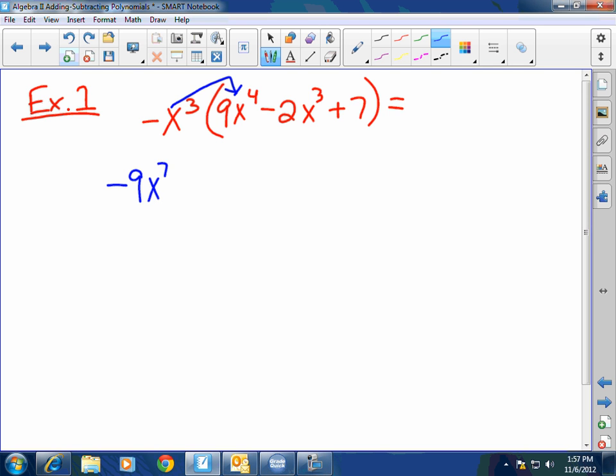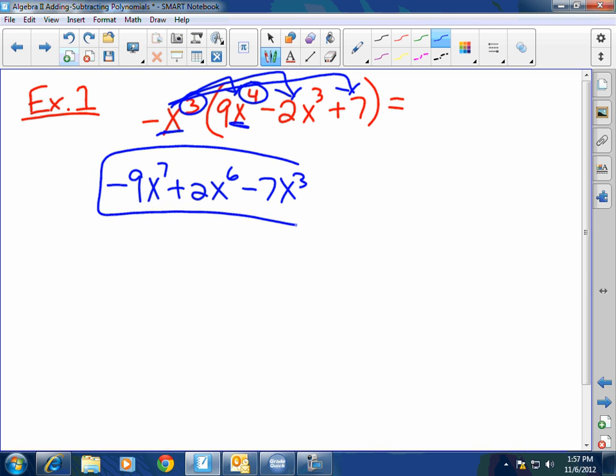Very good. Same variables, the x. You keep the variable, add the exponent. Negative 1 times 9 is negative 9. Done. Negative x^3 times negative 2x^3. Plus 2x^6. Excellent. And what's negative x^3 times positive 7? Negative 7x^3. Ding dong, the witch is gone. Does that make sense?